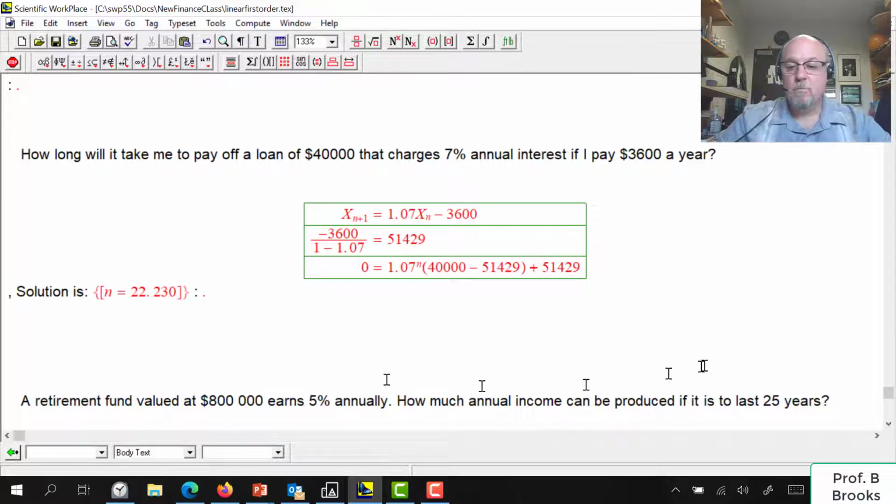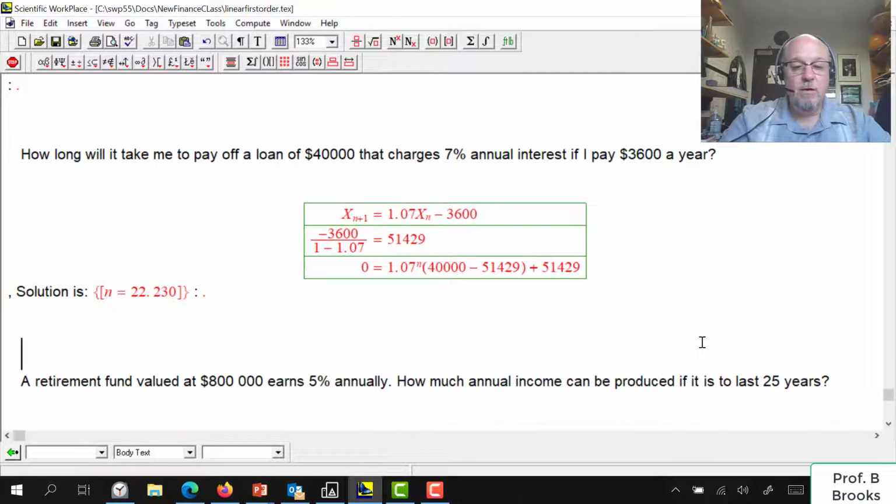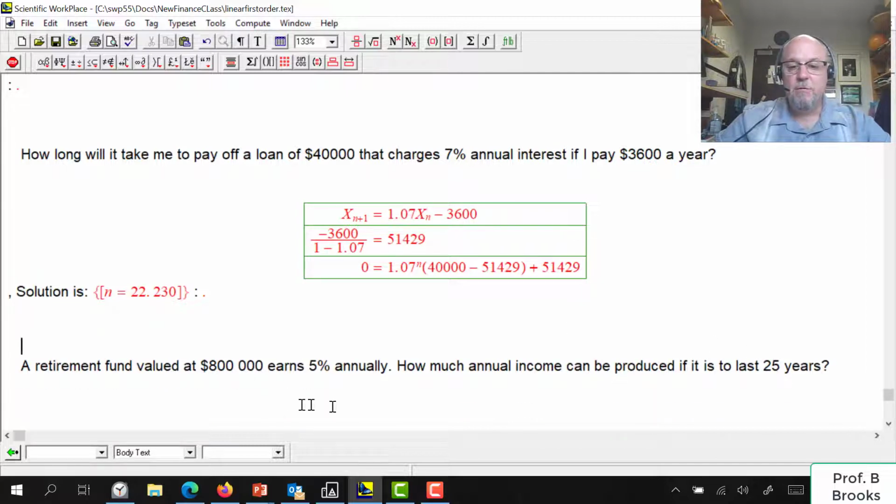Okay, one more. Retirement fund valued at $800,000. It's going to earn 5% annually. How much annual income can this produce if it's supposed to last 25 years? Now, if it's making 5% annual, 10% annual would be 80,000, so 5% would be half of that. It could put out $40,000 and never diminish. But that's not the maximum that it could put out. If I know I'm going to live another 25 years, I could have it sort of just expire when I expired, I guess.